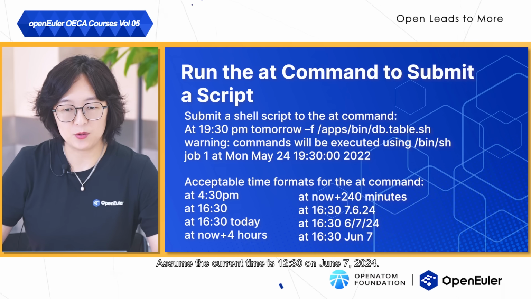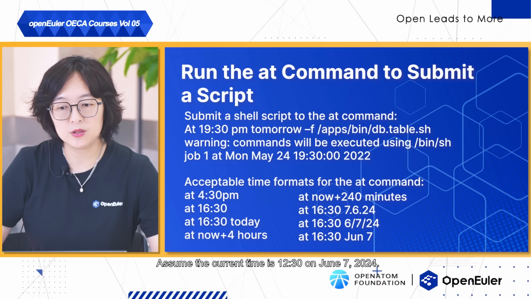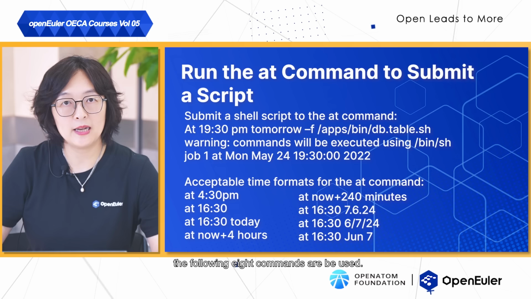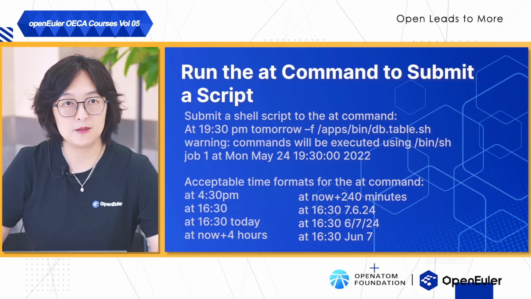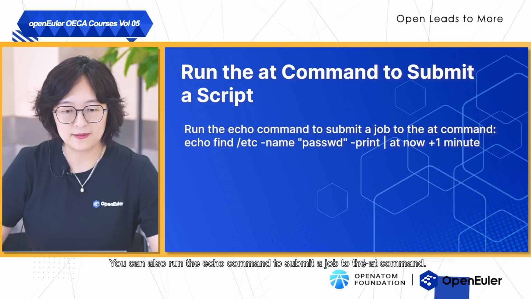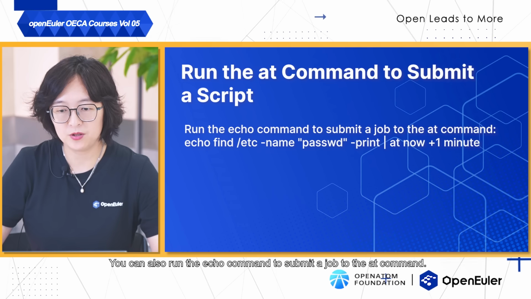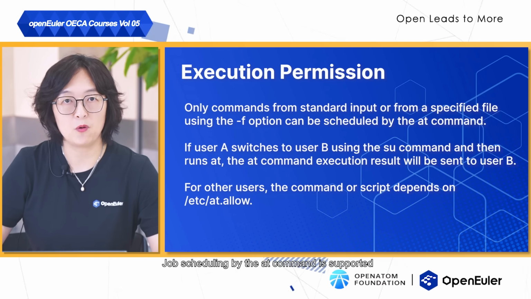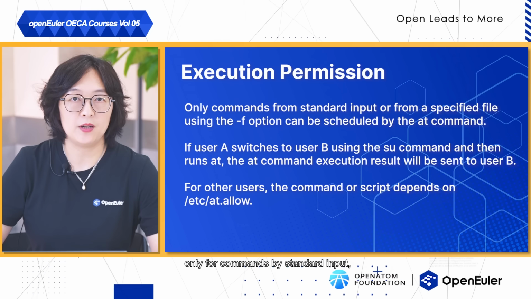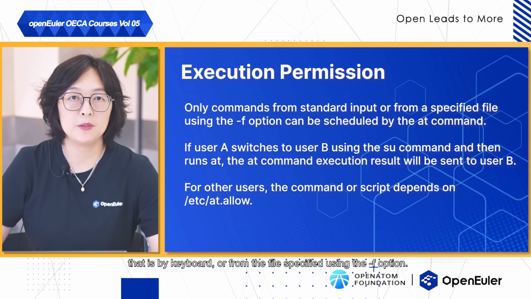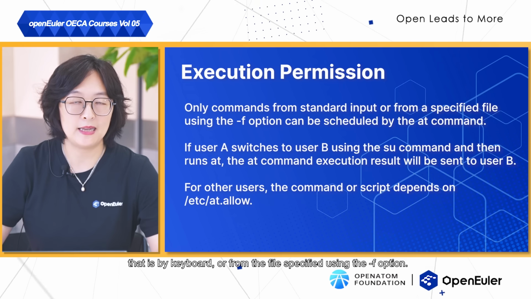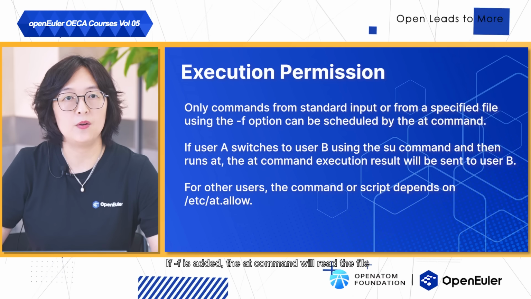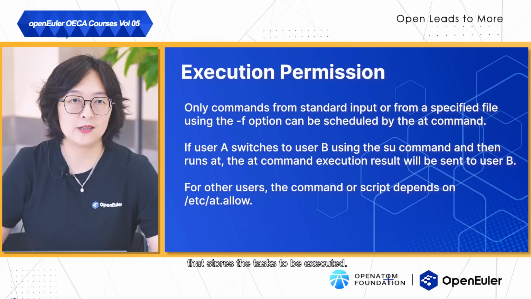Assume the current time is 12:30 on June 7, 2024. If a task needs to be executed at 4:30 p.m., the following commands can be used. You can also run the echo command to submit a job to the at command. Job scheduling by the at command is supported only for commands by standard input, that is, by keyboard or from the file specified using the -f option. If -f is added, the at command will read the file that stores the tasks to be executed.